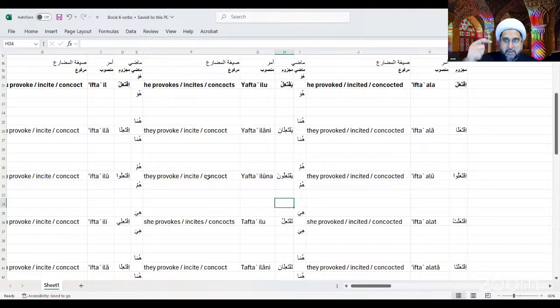So iktasib, iktasiba, iktasibu, iktasibi, iktasibna. Excellent. Perfect. Thank you.